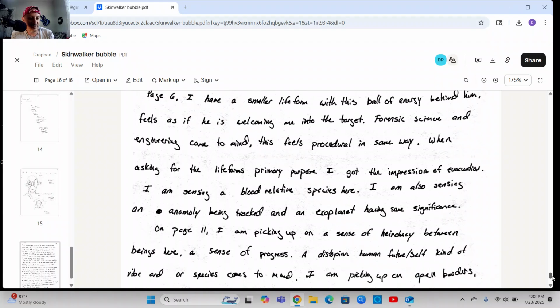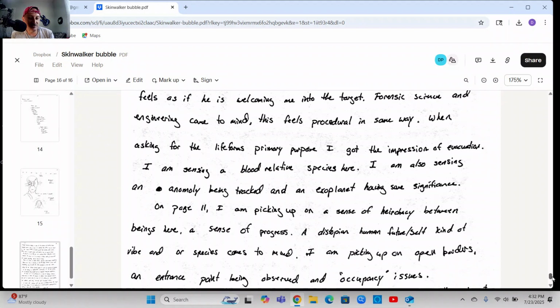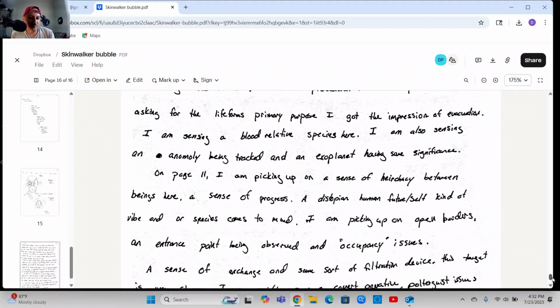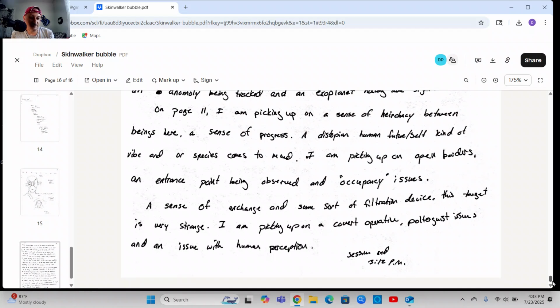Page 11, I'm picking up on a sense of hierarchy between beings here, a sense of progress, a dystopian, human future self kind of vibe and or species comes to mind. I'm picking up on open borders, an entrance point being observed, and occupancy issues. A sense of exchange and some sort of filtration device. This target is very strange. I'm picking up on a covert operative, poltergeist issues, and an issue with human perception. Okay.